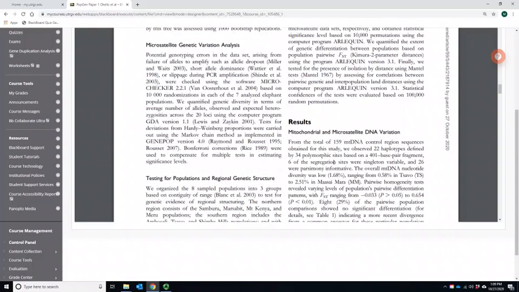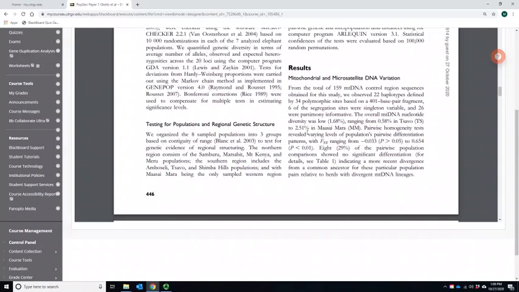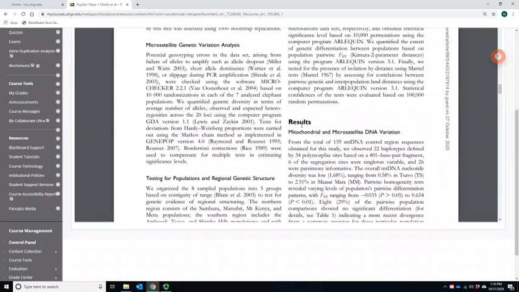And then they go over the results. So if you are really interested in a paper, or if it's assigned for a class, you may need to spend a little bit of time on results. In this case, we'll just go over it quickly. So they're looking at the 159 base pair mitochondrial control region.